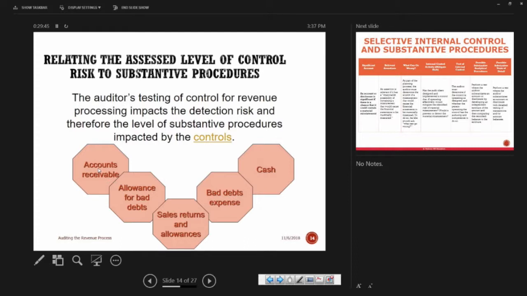The questionnaire is in the form of questions, but if you take that one, the control would be that access to the documents and records is restricted, right? Or that only authorized personnel have access to blank sales invoices. That would be the control.